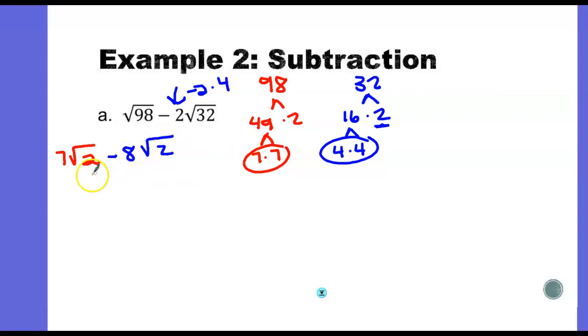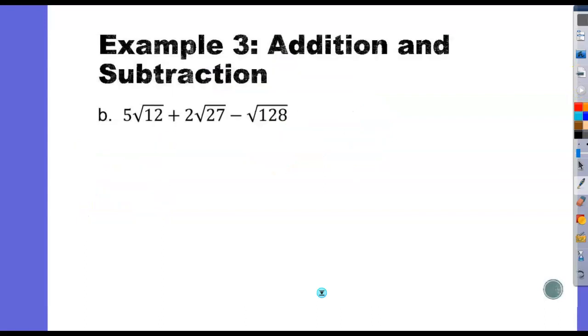So when I go through and subtract this, then I'm going to have 7 square root of 2 minus 8 square root of 2, which is negative 1 square root of 2. Notice I just subtracted those outside terms. Looking at this next example, notice that there's addition and subtraction going on. So let's see what we can do. Notice right now all my radicands are different. Let's see what we can do to make them the same.